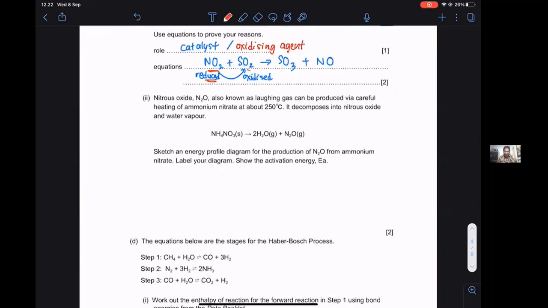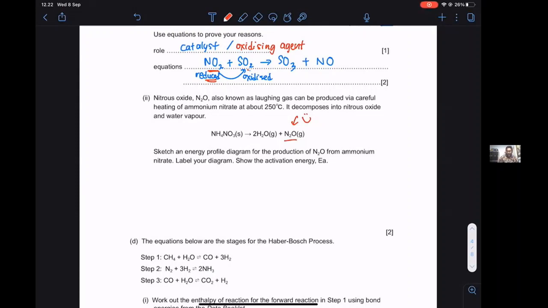So you have N2O, which is also known as laughing gas. So this one is going to be the laughing gas. They say that it can be produced by heating ammonium nitrate. It decomposes into nitrous oxide and water vapor. So they have given you the equation. Sketch an energy profile diagram.